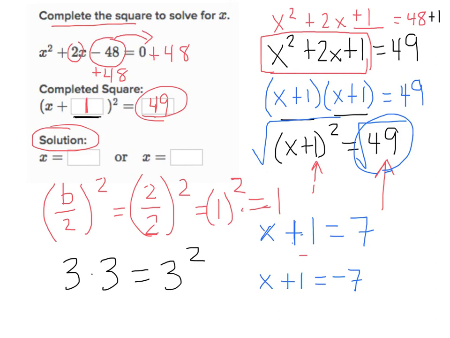And so I'm going to subtract 1 on both sides, and so you can see that x equals 6. And here I'm going to subtract 1 on both sides, and you can see x equals negative 8. And so my two solutions are 6 and negative 8. And so you're done. You completed the square in this step, and it gave you the two solutions right here.